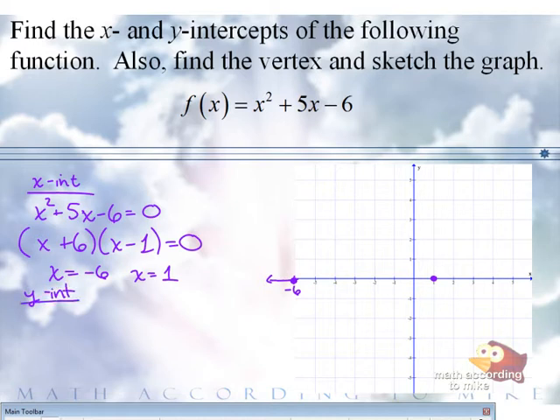Y-intercept. How do you find a y-intercept? Yep. So what is 0 squared plus 5 times 0 minus 6? So on the y-axis, we're going to put a dot at -6.